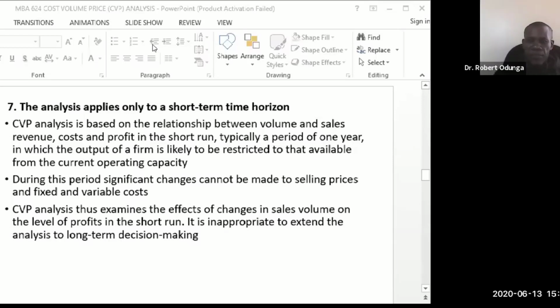The other question was from Mohammed. What is the significance of CVP analysis if it cannot be applied in the long term?